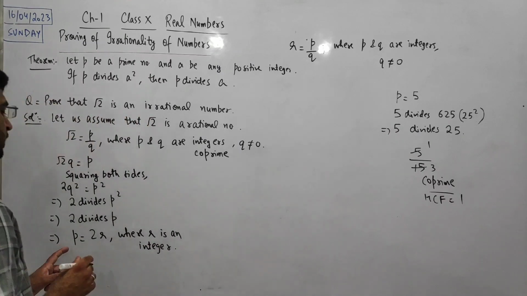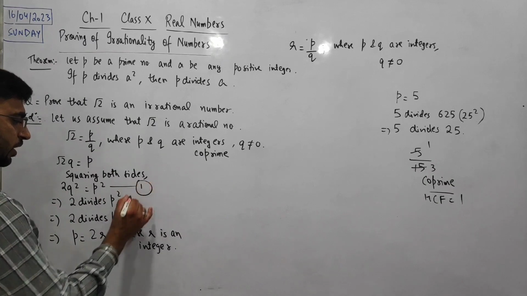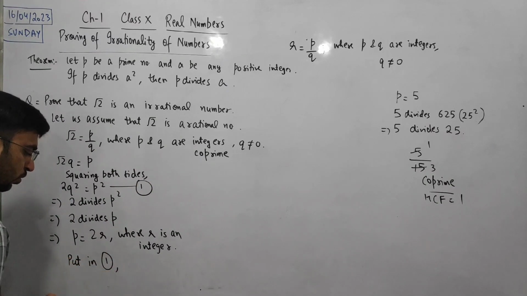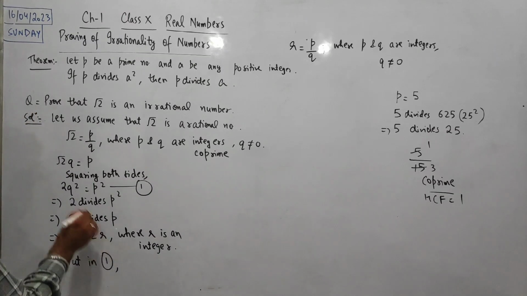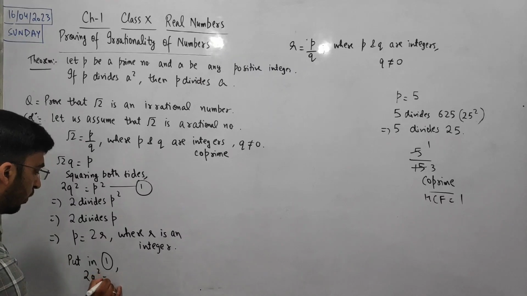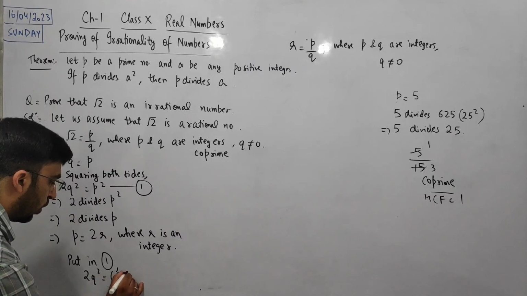Now let us put this back into the first equation. This is the first equation. If we put this in, we are going to have 2q square is equal to p square, and in place of p we put (2r) whole square.